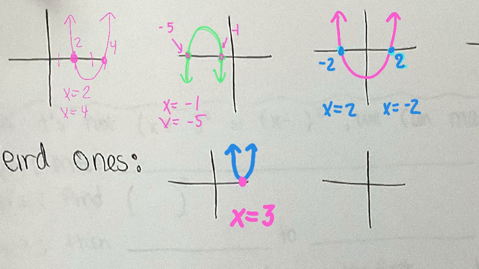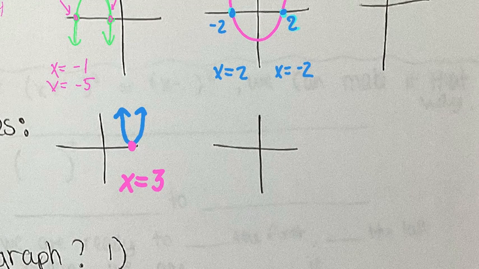The other weird one, have you predicted it yet? What if there are no x-intercepts? It could be floating up here. Nowhere does it cross the x-axis. So there's no solution. There is no x. x doesn't exist. We don't have any x's that will work for that equation. So to recap, we could have 2 places it crosses, 1 place where it crosses, or no places where it crosses.